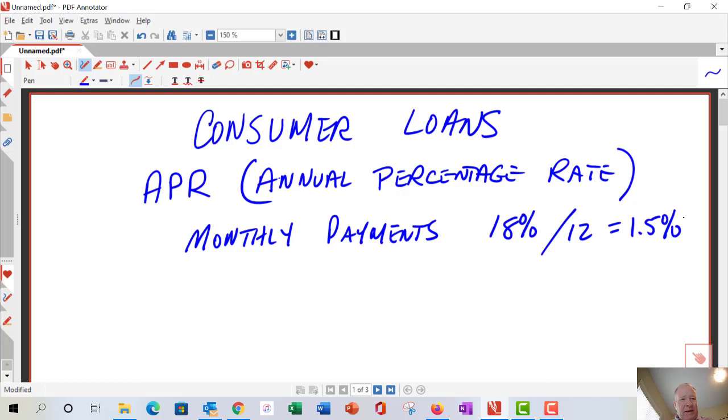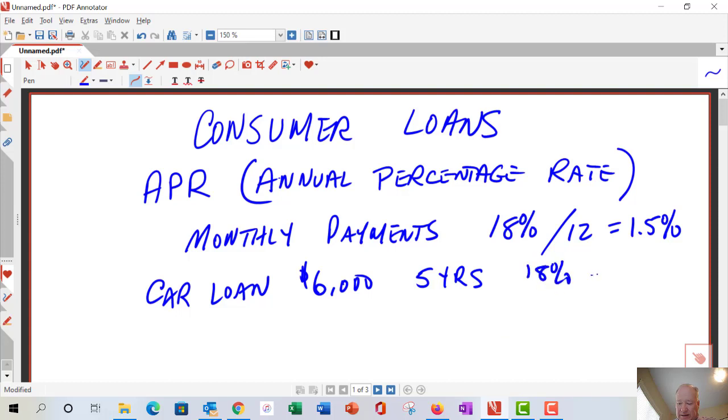So what do we mean by that? Let's say we have a car loan for $6,000. We're going to receive that money today from the bank to purchase the car. They're going to give it to the dealership. And we've agreed to pay over 5 years, and we've agreed to an interest rate of 18% per year, annual percentage rate financing.